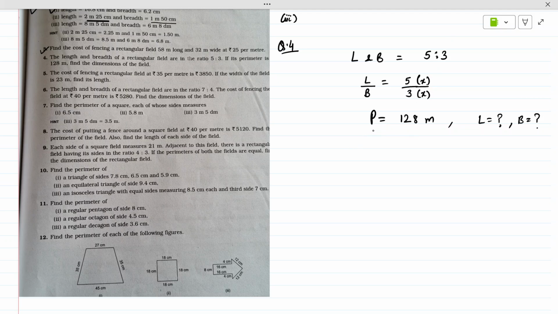Okay. So now what we have to do is, we know that the perimeter is 128 and this is equal to 2 of L plus B. Here length is 5 times x, breadth is 3 times x. So this is 2 into 8x is equal to 128. Okay. Now what we have to do? We have to find the value of x. So if we have to find the value of x, we have to move this 2 down.